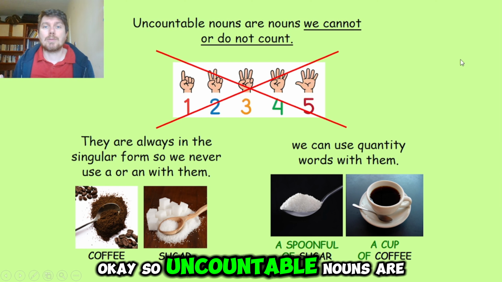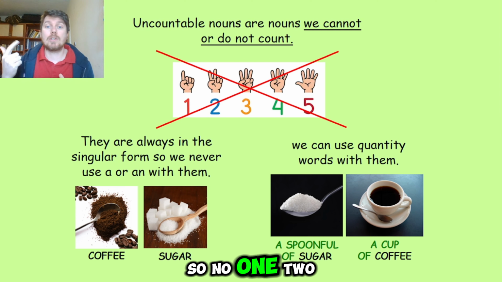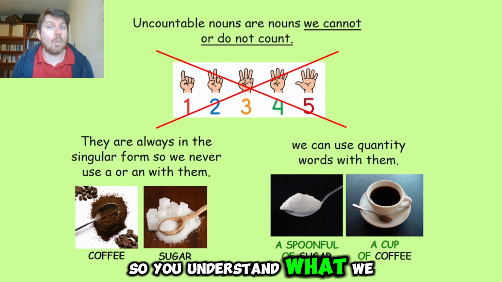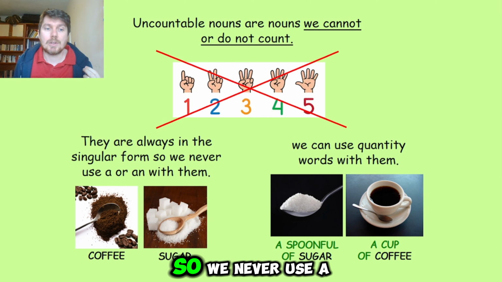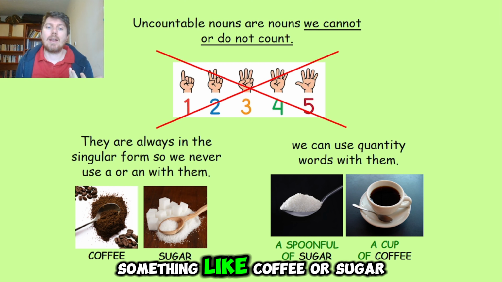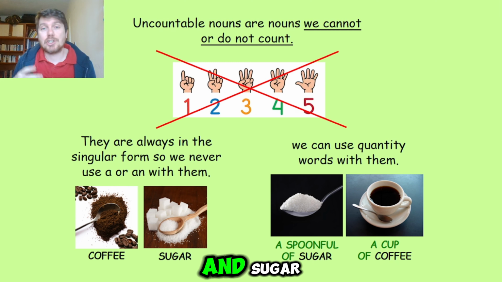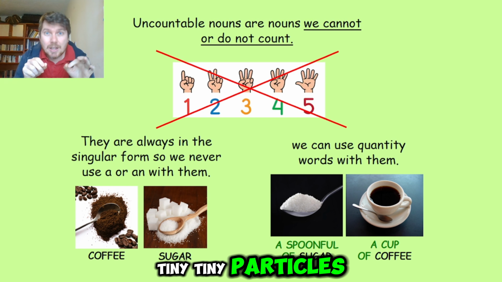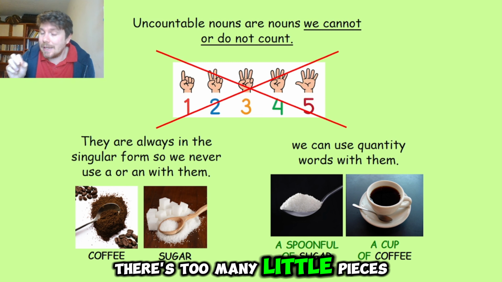Okay, so uncountable nouns are nouns we cannot or do not count. So no 1, 2, 3, 4, 5. Okay, let's look at some examples so you understand what we are talking about. They are always in the singular form, so we never use a or an with them. Something like coffee or sugar. So you see here, coffee and sugar, there's so many tiny particles. So small we cannot count the coffee. There's too many little pieces.